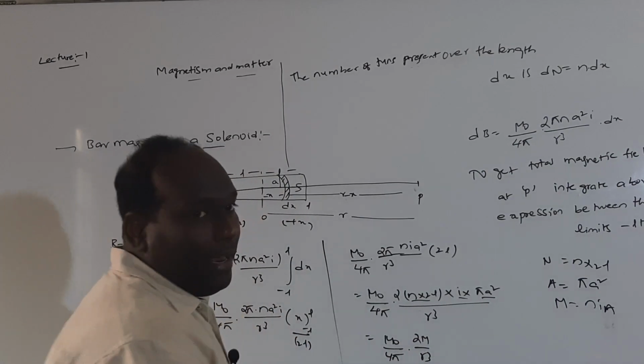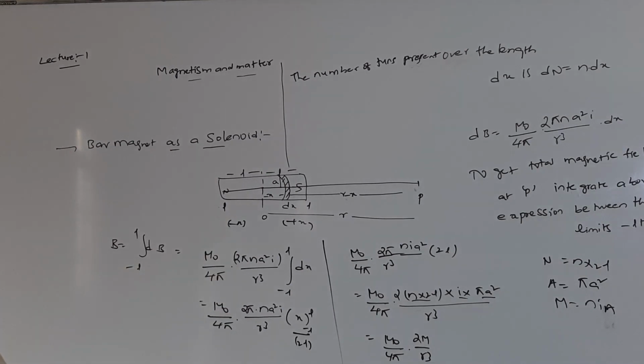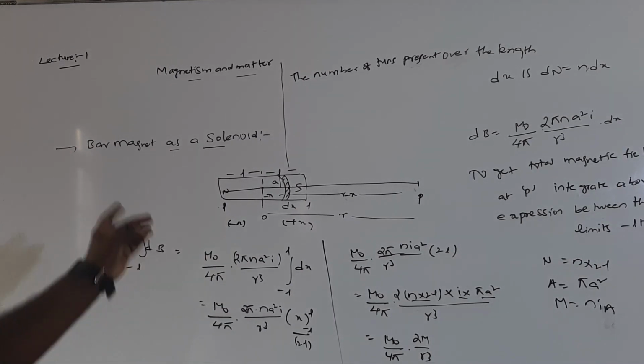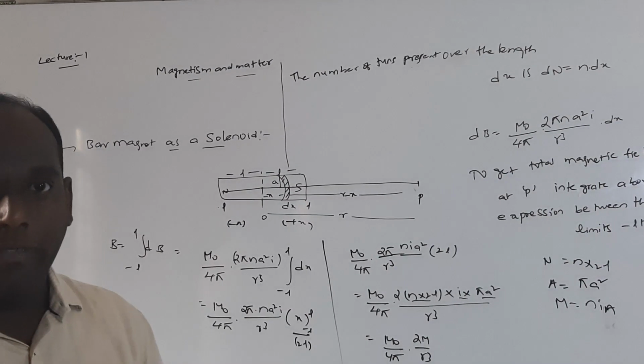So we are getting the magnetic field produced by a bar magnet the same as the magnetic field produced by a solenoid. So this is the comparison of a bar magnet with a solenoid. So thank you. Prepare well up to here. Tomorrow we will continue in the next class.